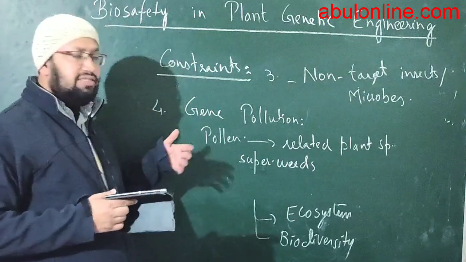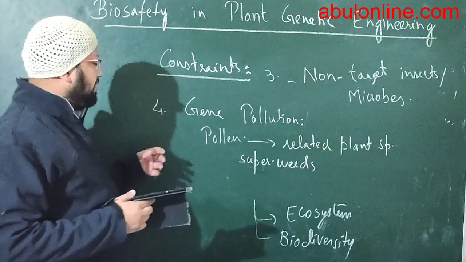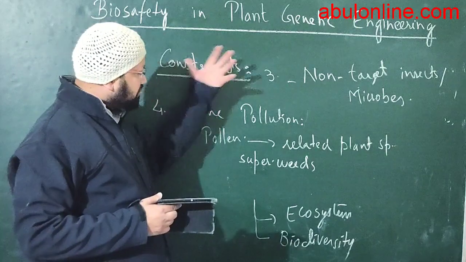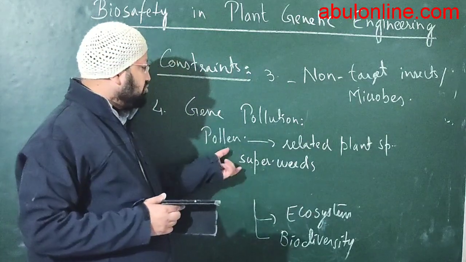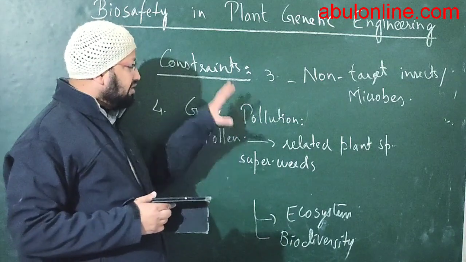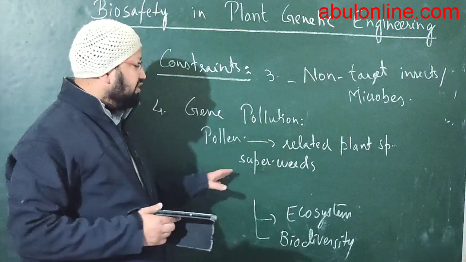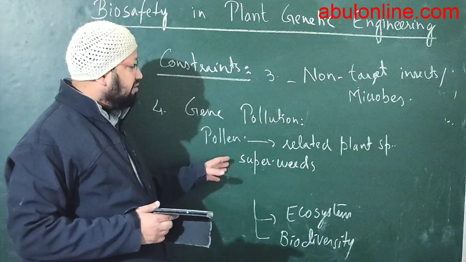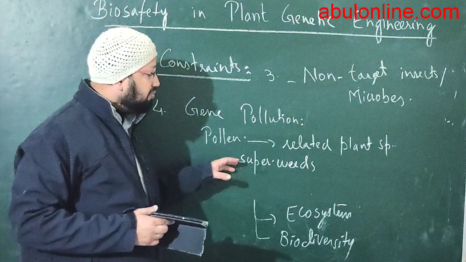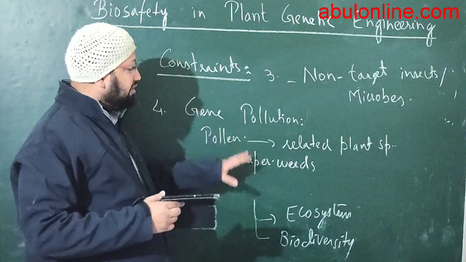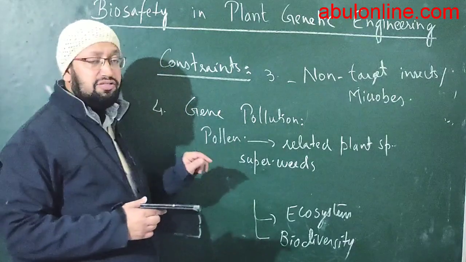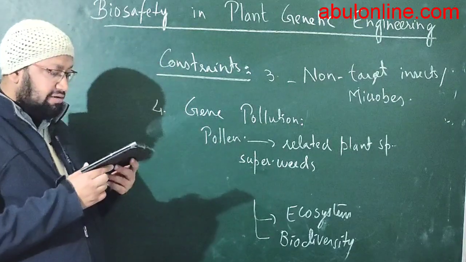Through the pollens, the genetically modified genes can spread to the related plant species, which may lead to the production of the superweeds. Superweeds are resistant to any sort of weedicide, and they have a competitive relationship with the crop plants. That is why they reduce both the quality and the quantity of the plants. So it will be very detrimental.